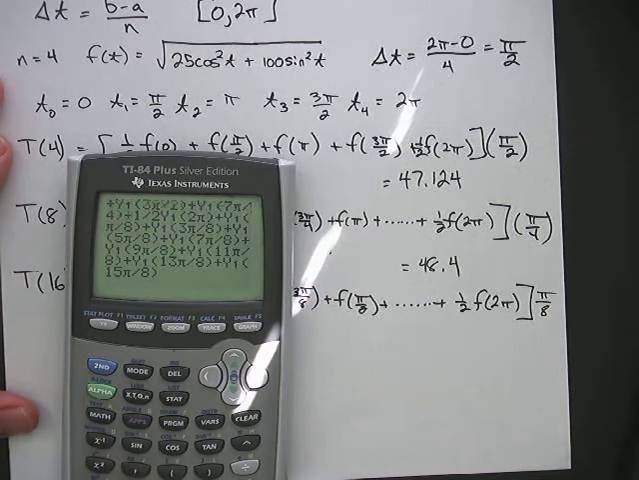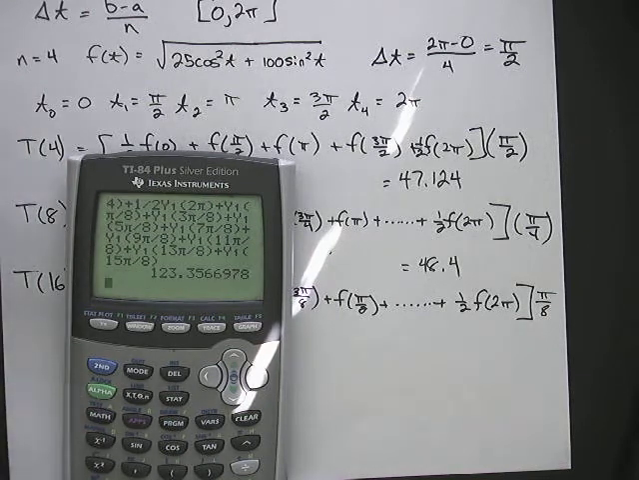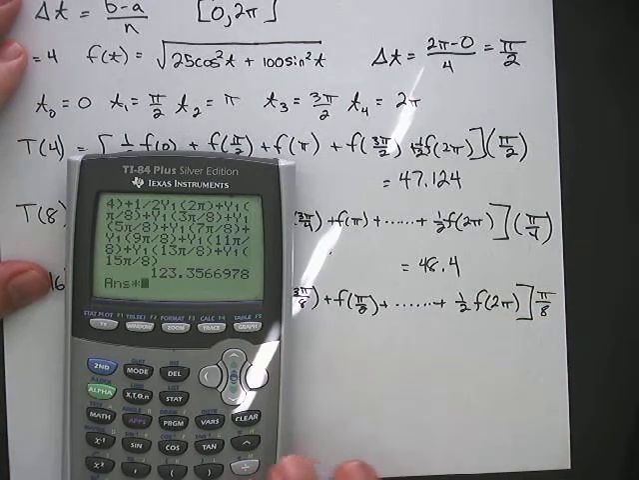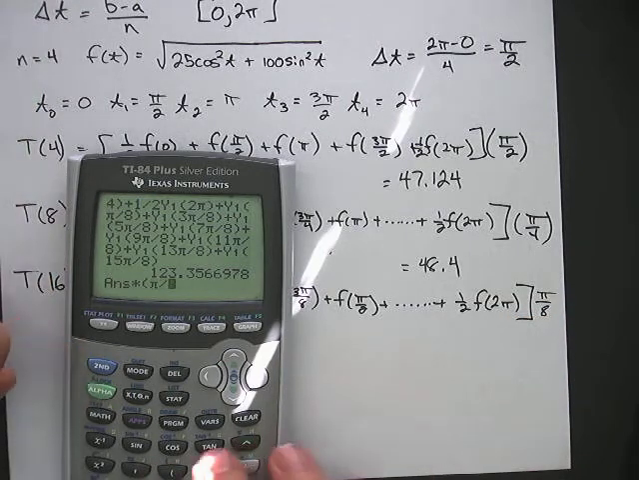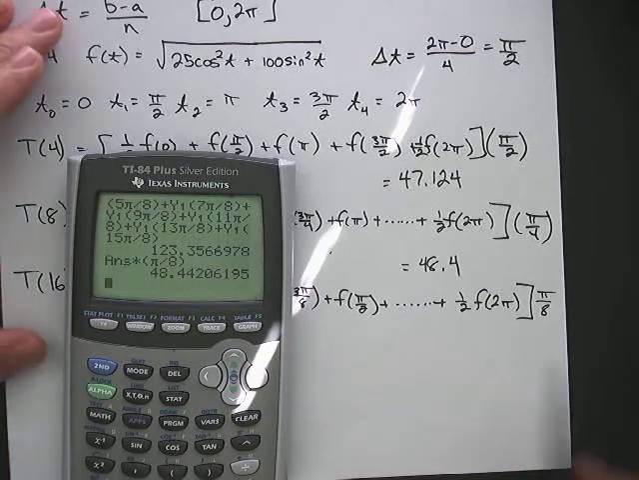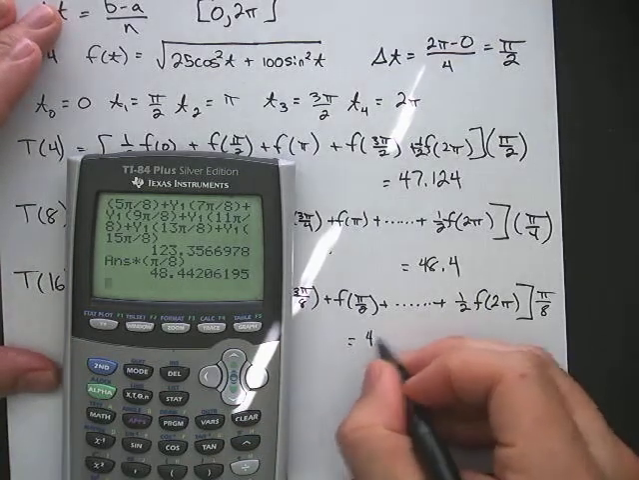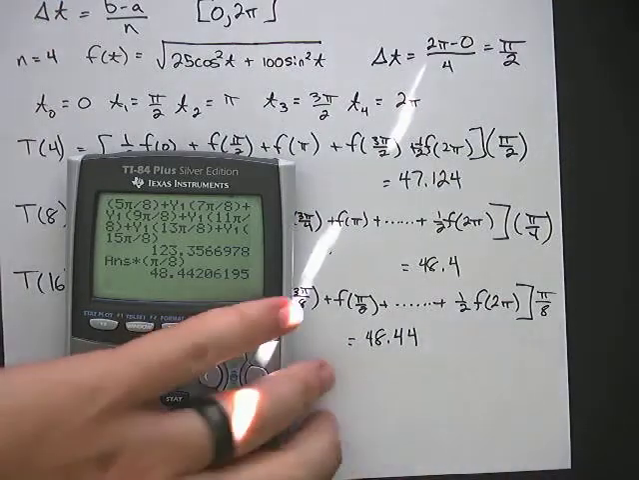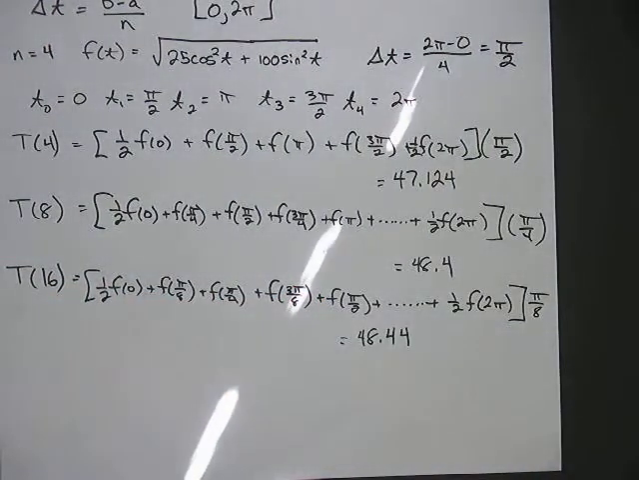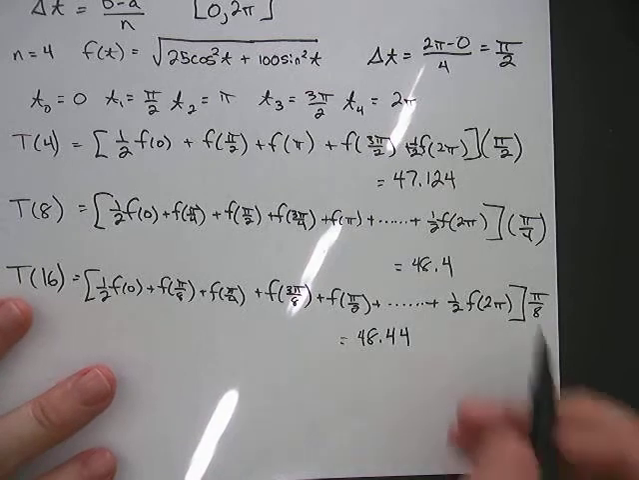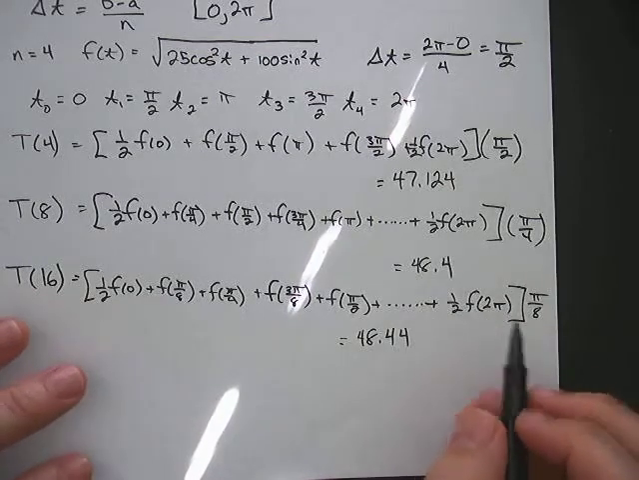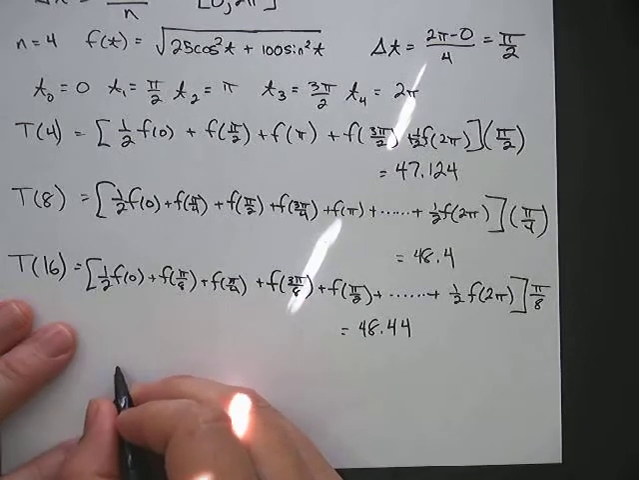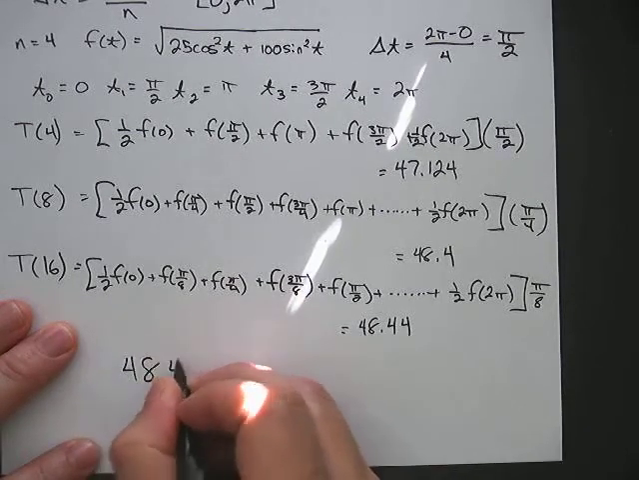I'll go ahead and hit enter on that, and I get 123.35, but I haven't multiplied by my pi over 8 yet, so I'll take that and multiply by pi over 8, and I get, for that value, 48.44. Okay, so that's enough to tell us, if we're rounding to 1 decimal place, it looks like this 48.4 is good enough. So we're going to say that our final numerical answer for this is equal to 48.4.